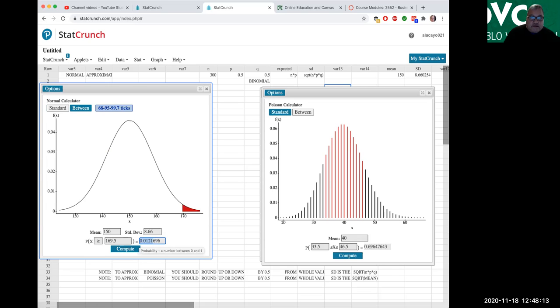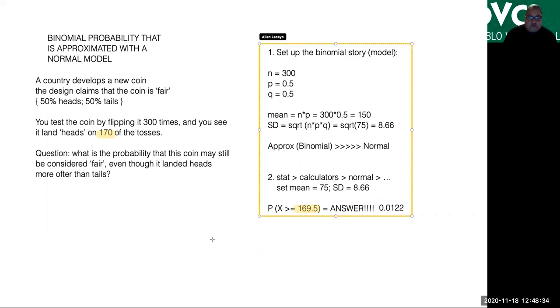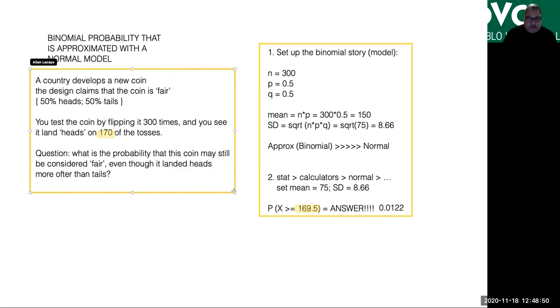So I'm going to go back to my story in the whiteboard, and the answer is 0.0122, rounded to 4 decimals. So there's almost no way that this coin could be fair, so to speak. That would be the assessment. There's only a 1% chance that this coin is a 50% heads tails coin when you see it land 170 times on heads and 130 times on tails.